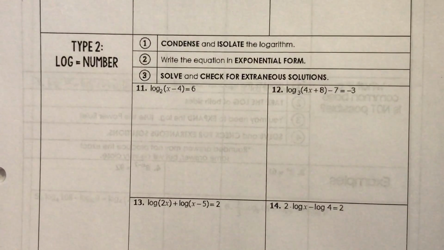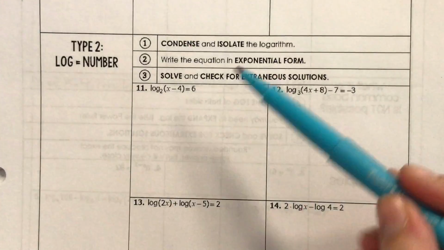Type 2, log equals a number. So here are the steps to solve these ones. Step number 1, condense and isolate the logarithm. Step number 2, write the equation in exponential form. Step number 3, solve and check for extraneous solutions. Again, no negatives. We don't want any negatives inside the logs.